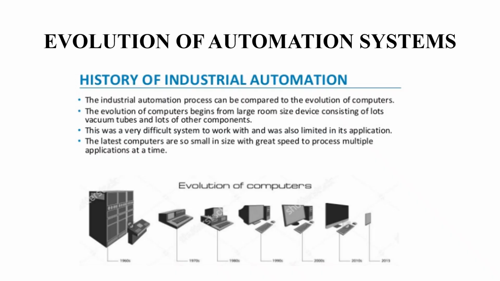So next is the evolution of automation systems, that is, the history of industrial automation. First is the evolution of industrial automation. First is the evolution of the computer.